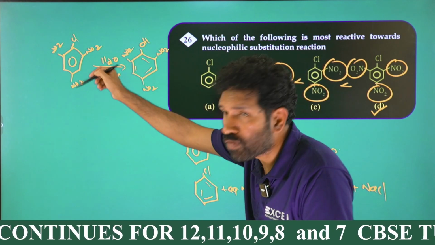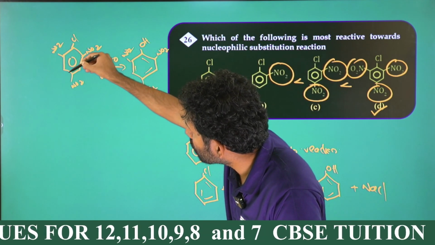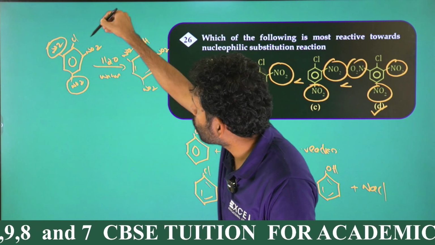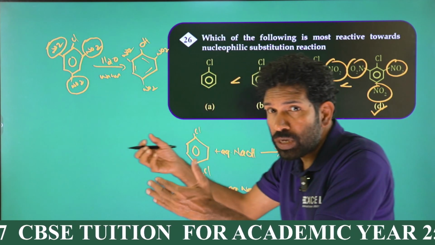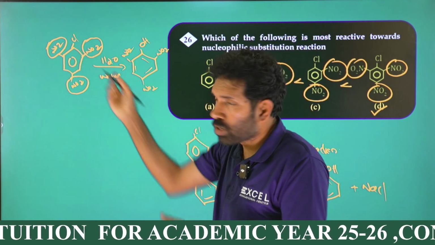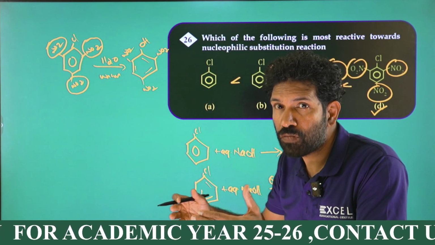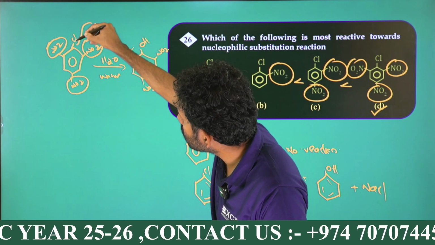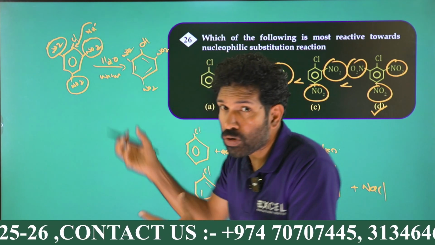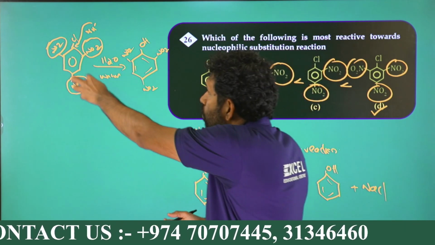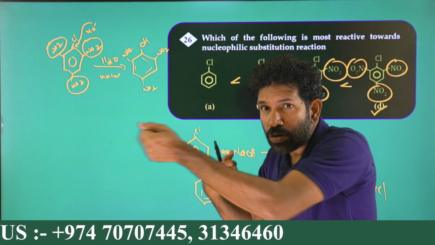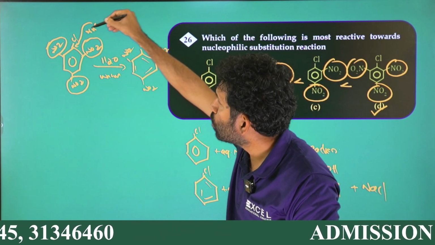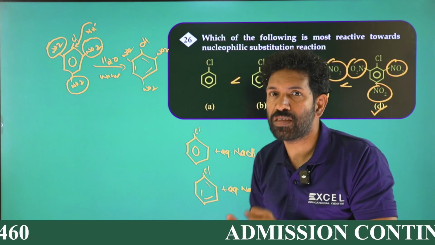Suppose this will withdraw electrons from the ring. These groups are electron withdrawing groups. They will withdraw electrons from the ring. When they are withdrawing electrons from the ring, the carbon atom becomes more electron deficient. So the nucleophile can attack the carbon easily, because it becomes more electron deficient due to the presence of this group. This group will take electrons from the ring, so the ring becomes electron deficient, and the nucleophile can attack there. One reason is like that.